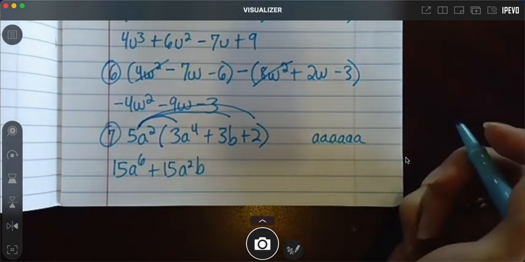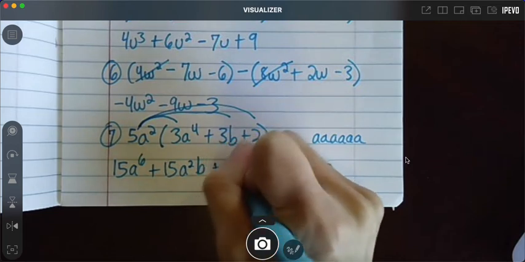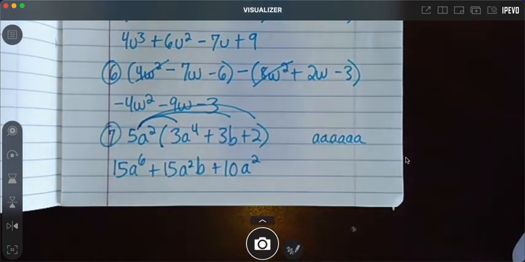Okay, what's 5 times 2? 10. And then don't forget we also have our A squared. And that's the answer to that one. Okay? So number 7 is C. Yeah. Number 8.